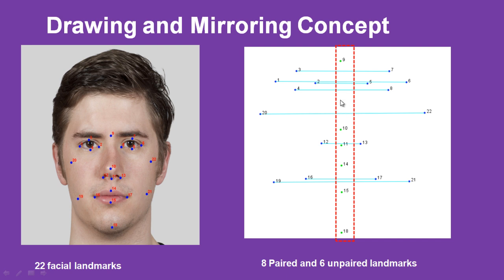All right. Now, how many do we have here? We have 1, 2, 3, 4, 5, 6, 7, 8. We have 8 paired landmarks. So if you have 8 here, you must have 8 here, which means the same thing we saw here now. This 3 pairs 7. 1 pairs 6, 2 pairs 5, 4 pairs 8, 20 pairs 22, 12 pairs 13, 16 pairs 17, 19 pairs 21.